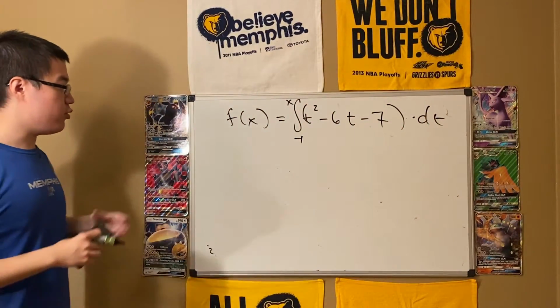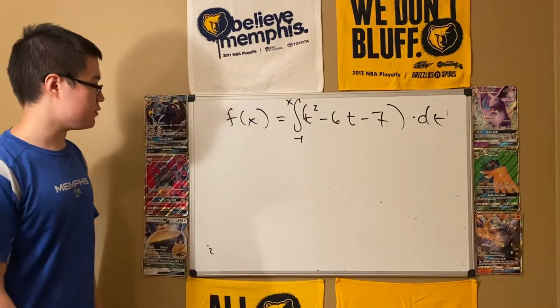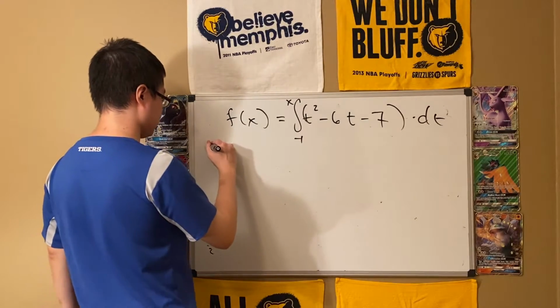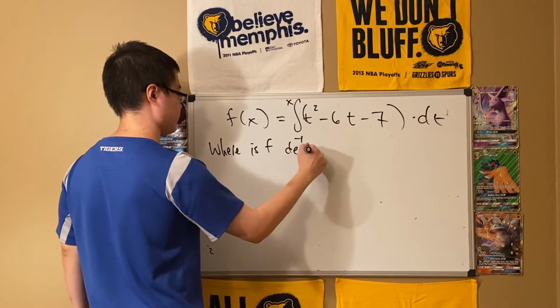This is my given. Notice that it is an integral, so if I have to take its derivative, I have to use the fundamental theorem of calculus. We're going to do that. But the question is, where is f decreasing?